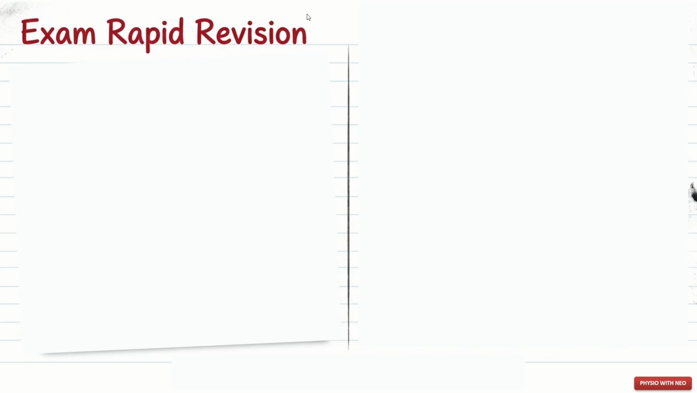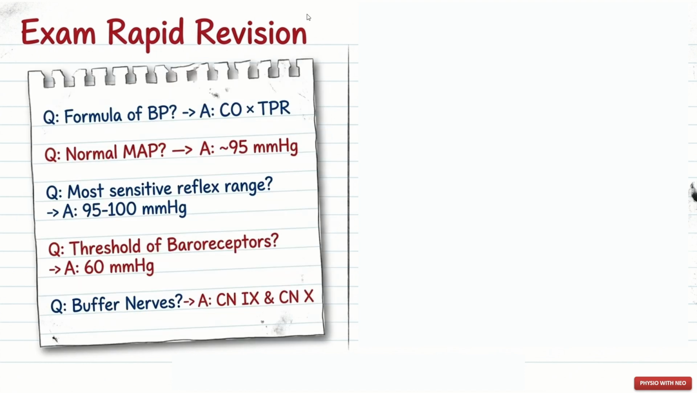With this, we have finished the exam rapid revision of short-term regulation of blood pressure. Remember this formula of blood pressure: it is a product of cardiac output and total peripheral resistance. The mean arterial pressure is 95 mm of mercury. The most sensitive reflex range is between 95 to 100 mm of mercury. What is the threshold for baroreceptors? It is 60 mm of mercury. And most important, the buffer nerves are cranial nerves 9th and 10th.